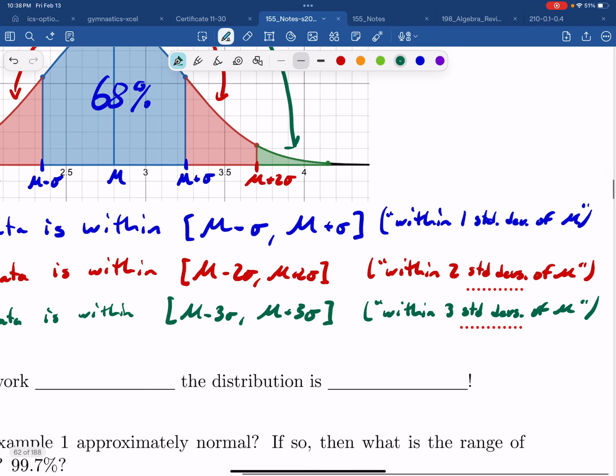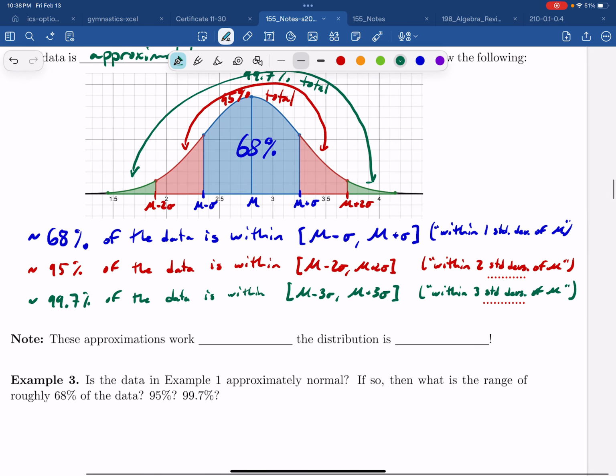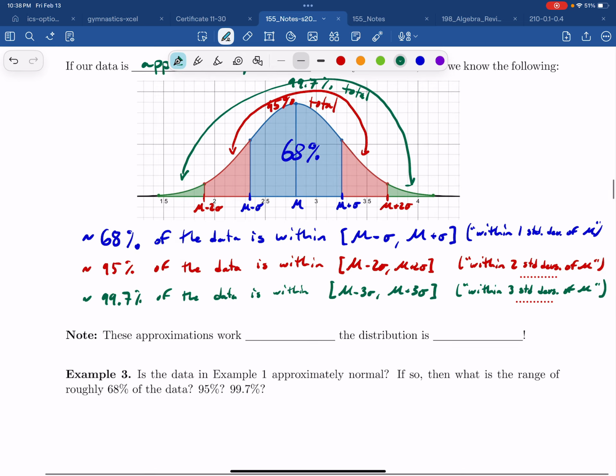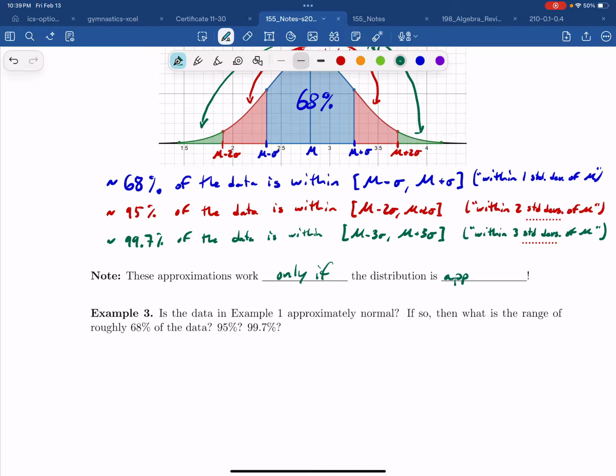Okay? So all this is to say that most data in normal distributions, which again is a lot of what we're going to be working with, falls within 3 standard deviations of the mean. Now I just want to note these approximations work only if the distribution is approximately normal.